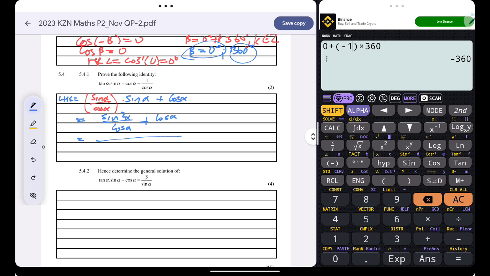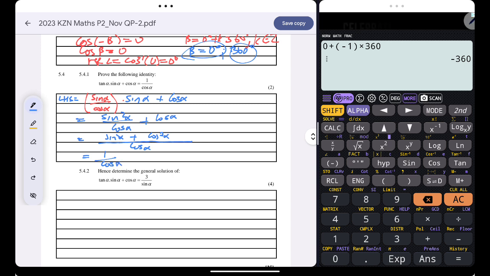Whenever I have fractions, I must just get my LCD and then add the fractions. The LCD is cos A. This will give me sine squared A plus cos squared A, right? Sine squared plus cos squared is 1. So this is 1 over cos A. Now I've proven that the left hand side is equal to the right hand side. Are we together?